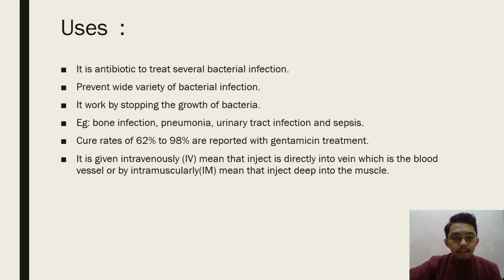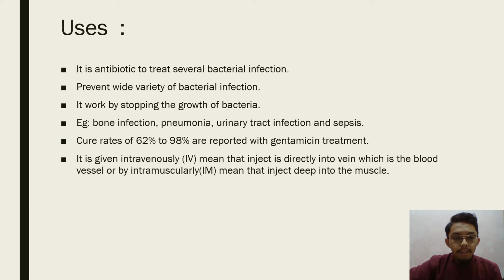First is uses. Gentamicin is an antibiotic used to treat several bacterial infections. How does this drug work? It works by stopping the growth of bacteria in your body. And this drug prevents a wide variety of bacterial infections. As an example, bone infection.